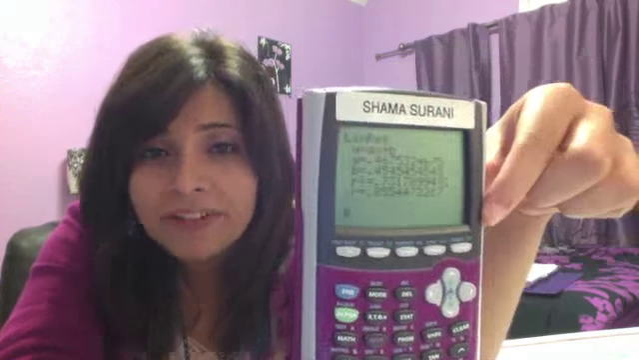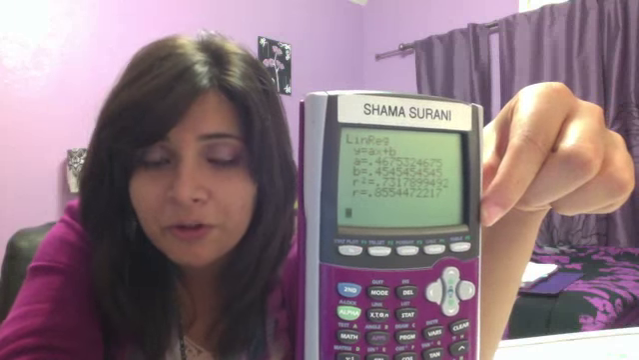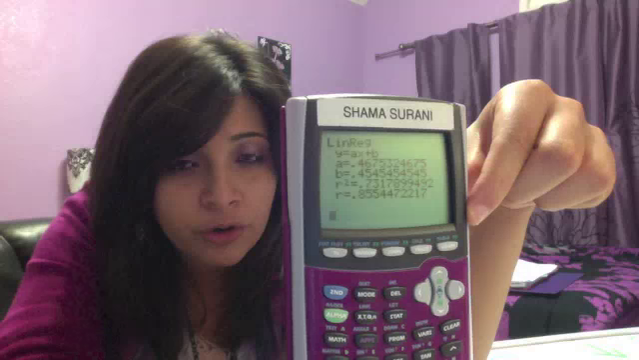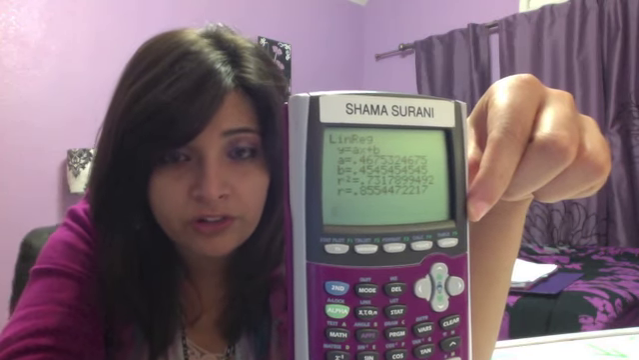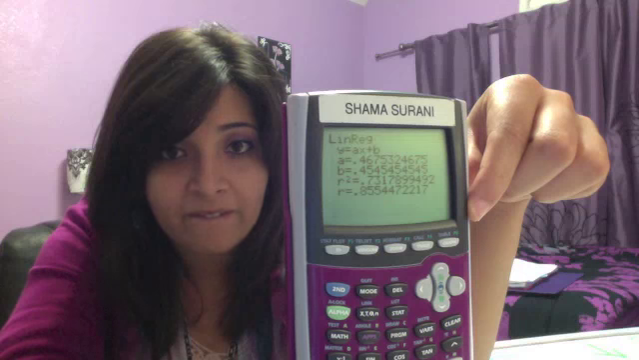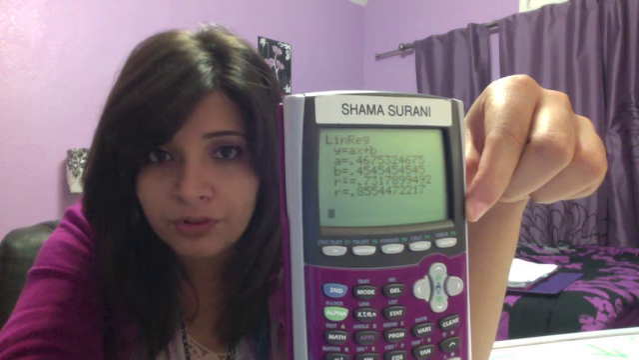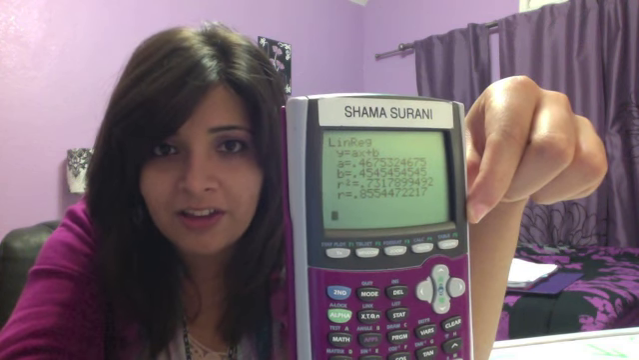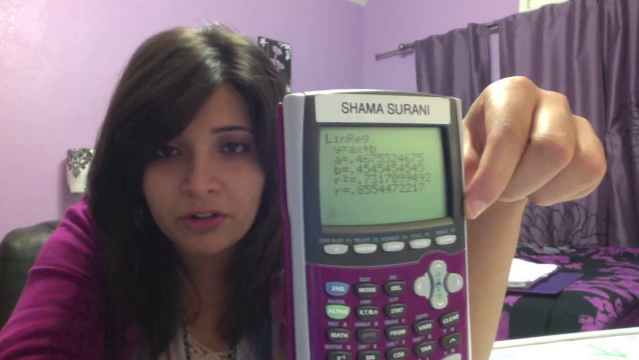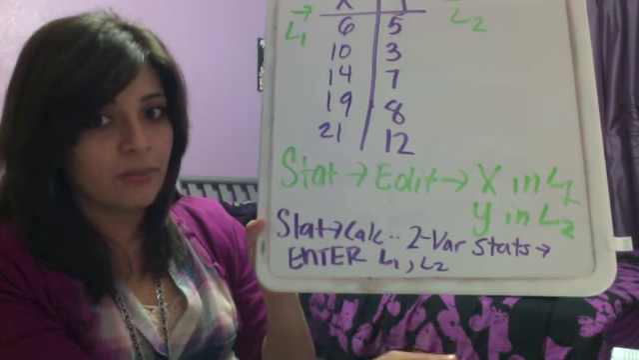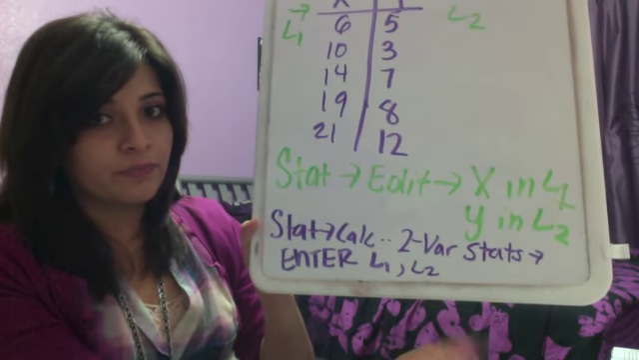What does your r represent? If you said correlation coefficient, you are correct. So the correlation coefficient is 0.85544, which is positive and really strong. So this is how you can find the linear regression on your calculator. List 1, comma, list 2. Alrighty?